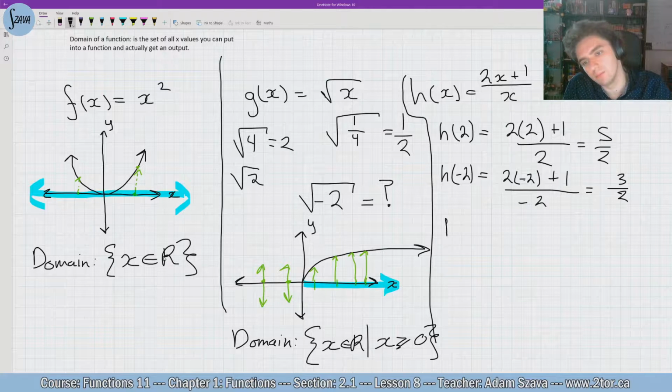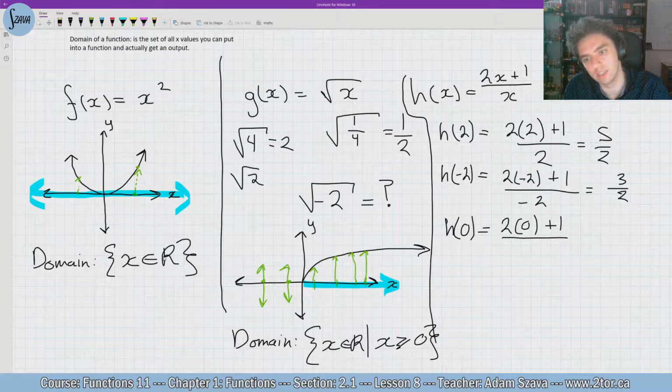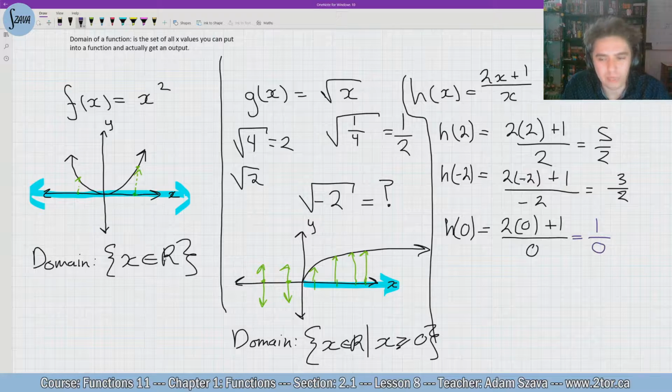But what about 0? So h of 0 is going to be 2 times 0 plus 1 over 0, right? Because 2x plus 1 over x, so I just replace the x with 0. And, well, this would be 1 over 0. The problem is 1 over 0 doesn't exist. The number 1 over 0 doesn't exist. You can't divide by 0, right? So 0 is not in the domain of this function, but it's just 0.